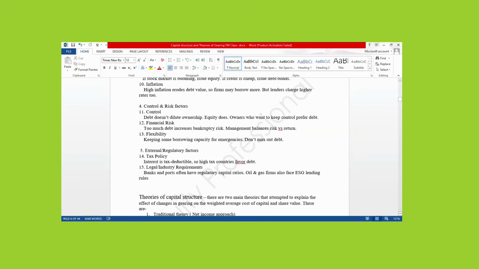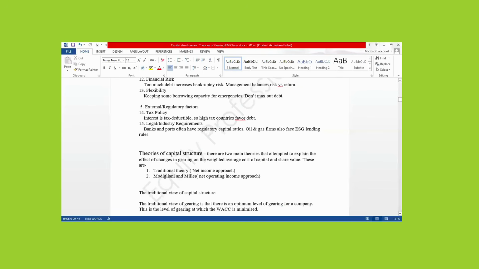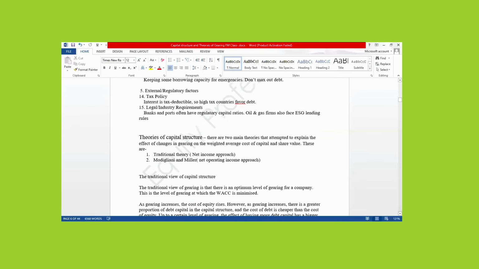Right. Please, as much as possible, you are going to read these. Go and check November diets. The examiner tested factors affecting the choice of capital structure, 20 marks.